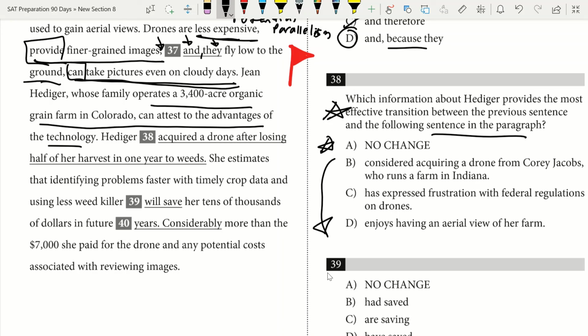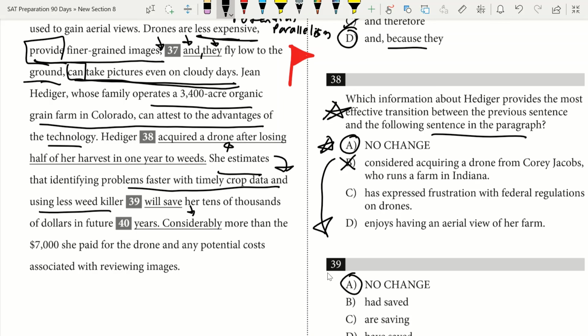Considering acquiring a drone from Corey Jacobs, who runs a farm, that's really not connecting to our previous sentence. I also want to know what comes after because I'm going to want to connect it to that, so I'm going to read that now. She estimates identifying the problem faster with timely crop data and using less weed killer will save her tens of thousands of dollars in future years. Okay, and I'll answer 40, and I'll talk more about 39 in a minute here. So as far as what should go right here for 38, no change is going to be our correct answer, and here's why.